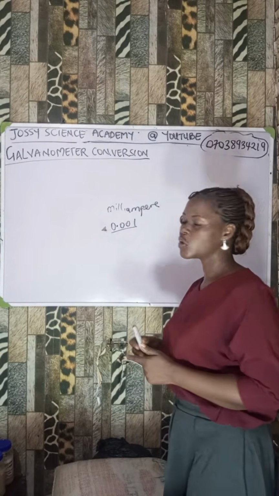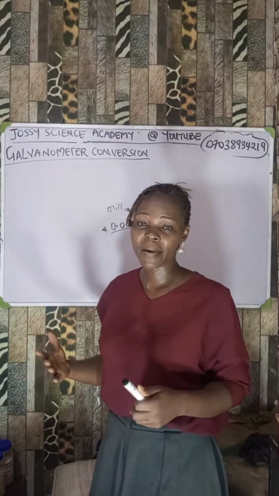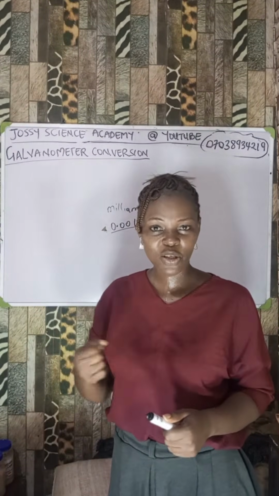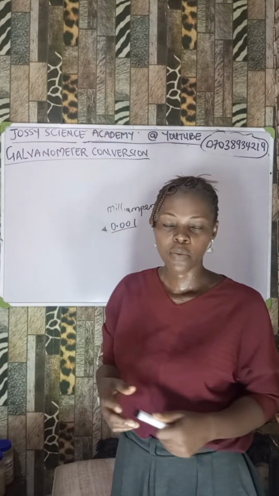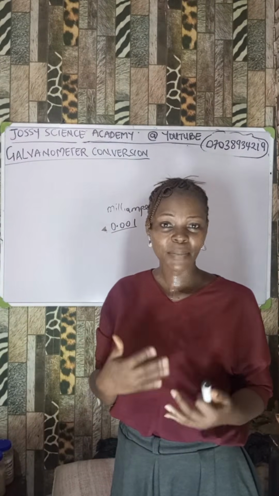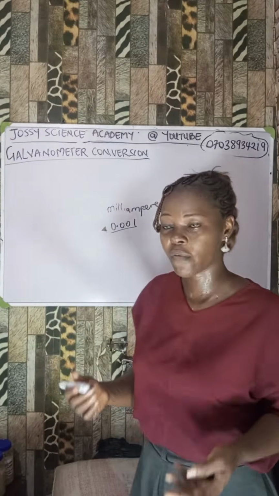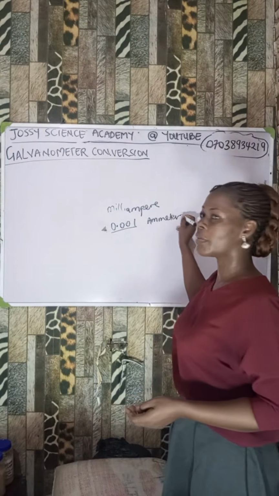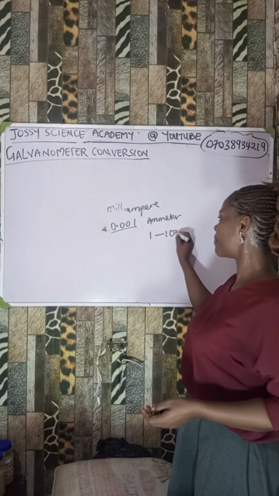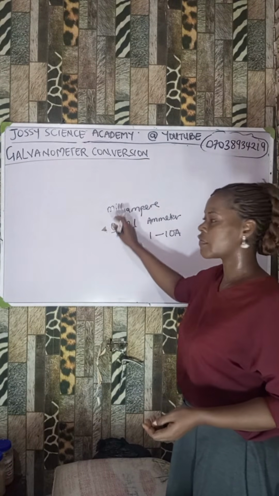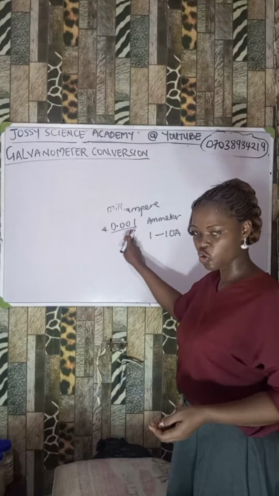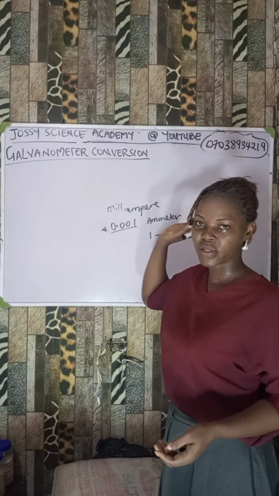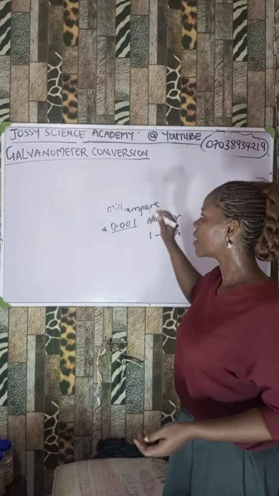So we want to see the situation whereby this galvanometer that measures very minute current can be made to do the work of an ammeter, because an ammeter measures a whole number, from 1 to 10 amperes, right? While a galvanometer measures from 0.001 to 0.009, as the case may be. Do you understand? So that's what we are doing.